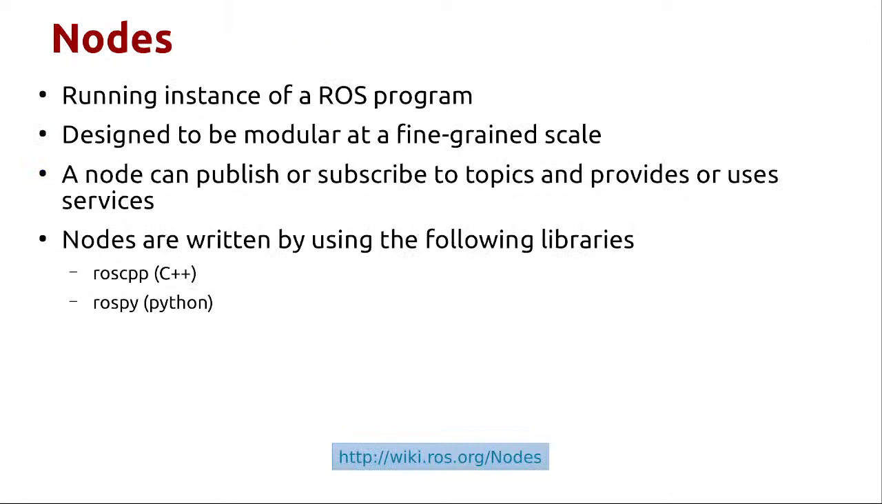Now, let's look at them a little bit more in detail, as always. Nodes. What is a node? It's a running instance of a program, of a ROS program. What makes a program a ROS program? The fact that it's linked against the ROS library. It's a main, that's a ROS program.